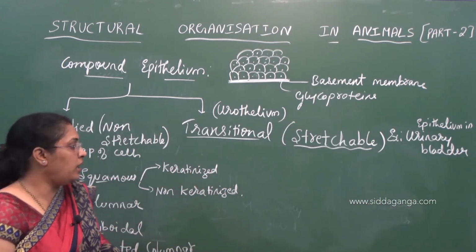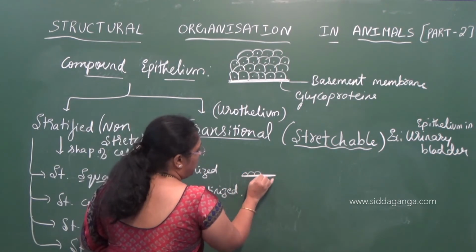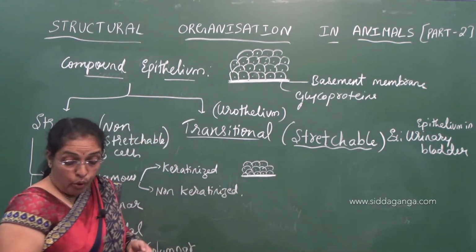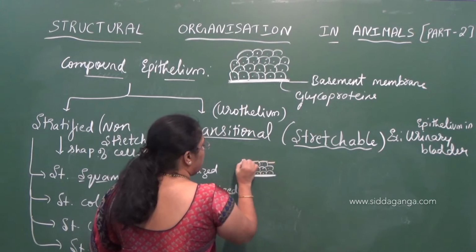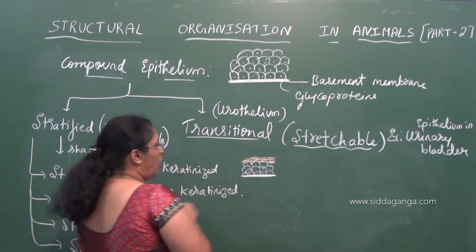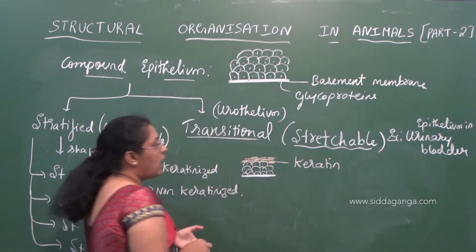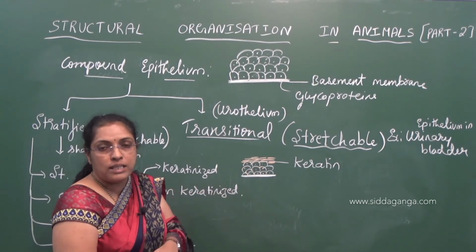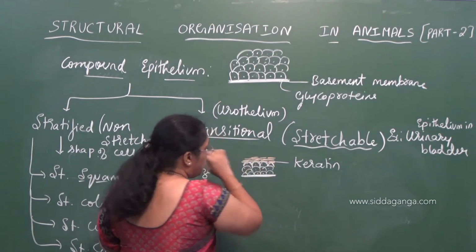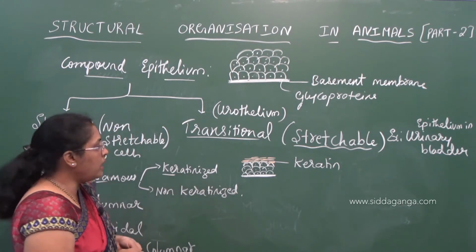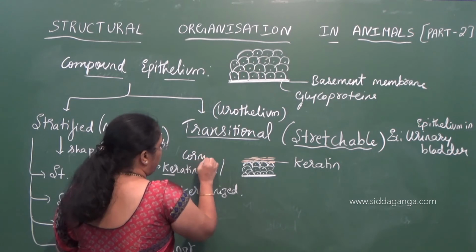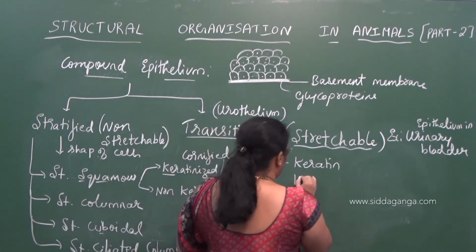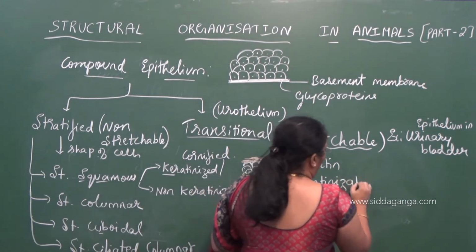So what is keratinized epithelium? Here this is a basement membrane, above that we see a layer of cells. We see deposition of a protein called keratin on the upper surface. That deposition of keratin on their upper surface will lead to the death of the upper layer of cells. That's why that type of epithelium is called keratinized epithelium or cornified epithelium. That process of deposition of keratin on the upper surface is called keratinization or cornification.